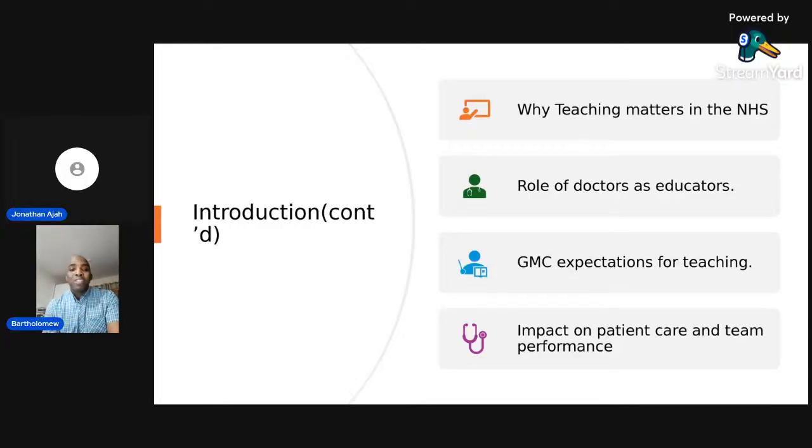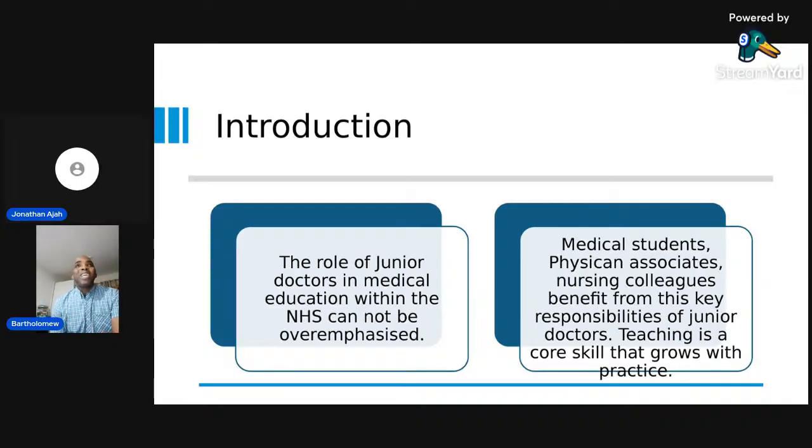It is quite obvious that the role of junior doctors in medical education right here in the United Kingdom cannot be overemphasized. And I'll tell you why this is so. This is because junior doctors, as they interface with medical students, physician associates, even their nursing colleagues, as well as their colleagues, pass on information. And this information is critical for patient safety and critical for the overall team performance.